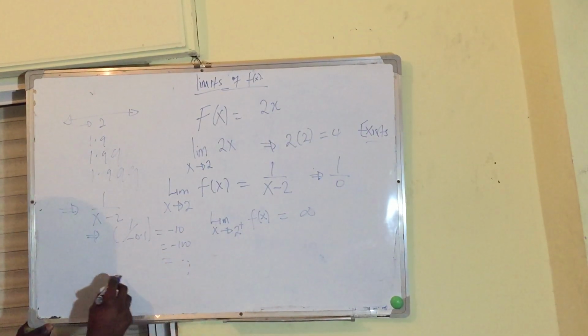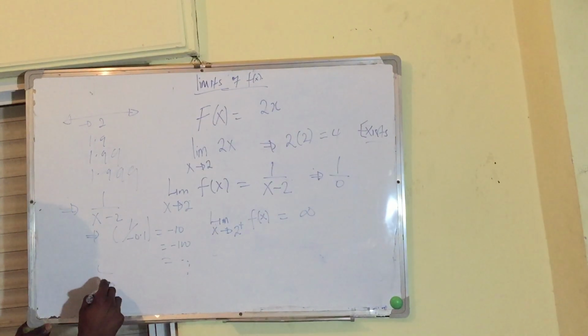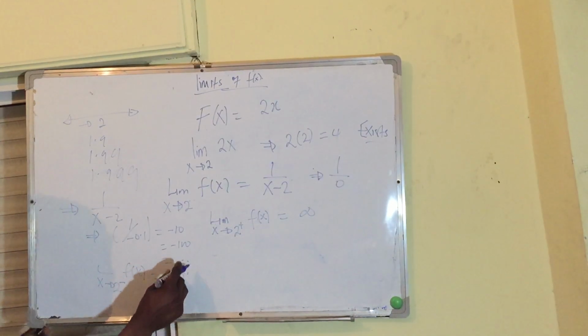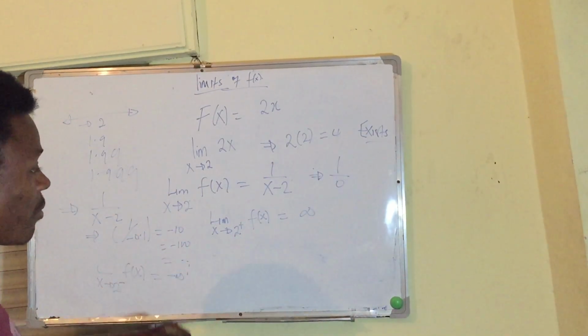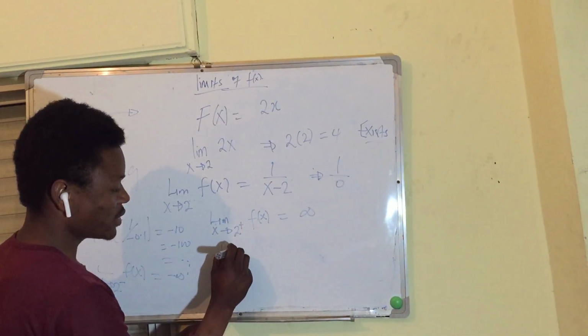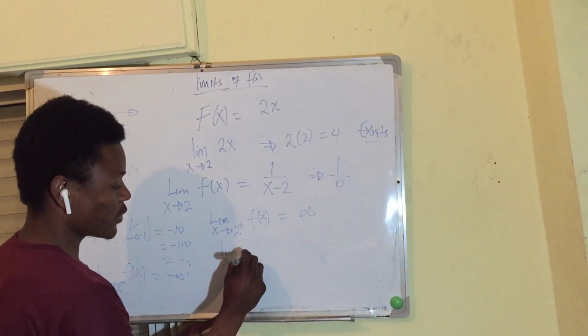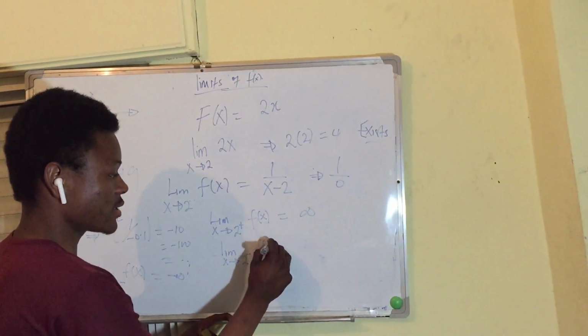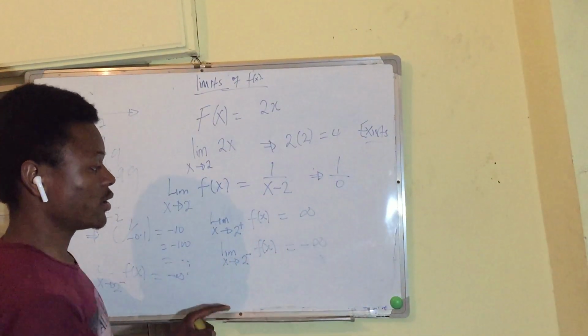We can conclude that when x reaches 2, f of x becomes what? Negative infinity, because the number grows but in the opposite direction of x. So the limit as x approaches 2 from the negative direction of f of x is negative infinity.